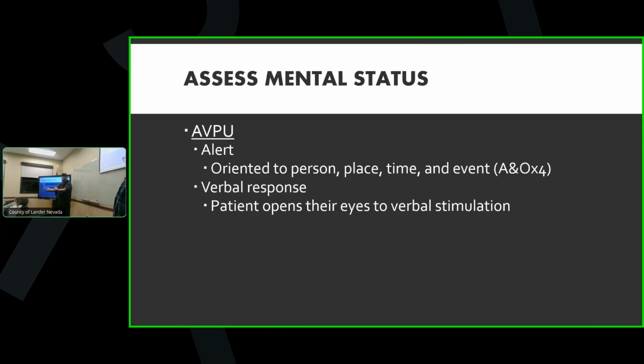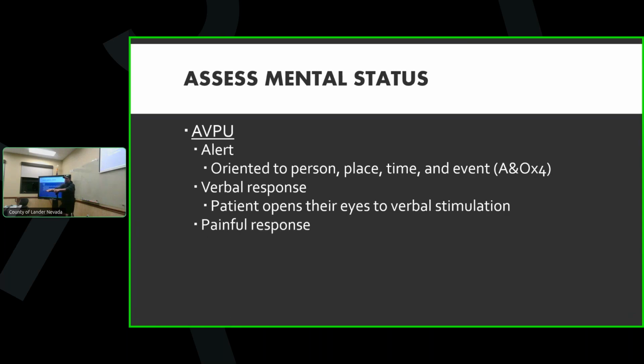So if they're only answering 2 of these questions appropriately, they would be A&O times 2 or A&O times 3. So they need to answer those 4 questions appropriately. That's what we're talking about whenever we're talking about getting a refusal. We want to make sure that they're alert and oriented. So we're asking them those questions.